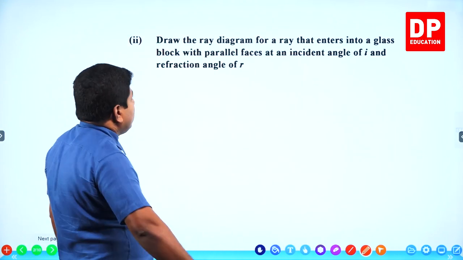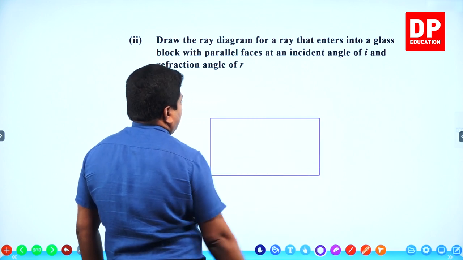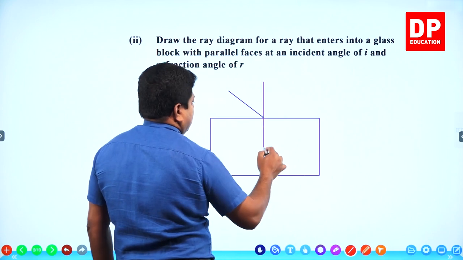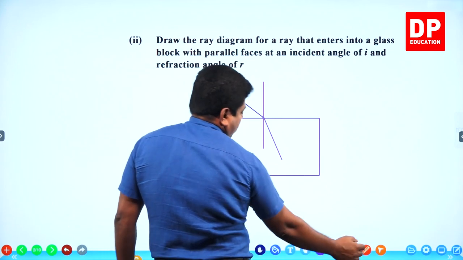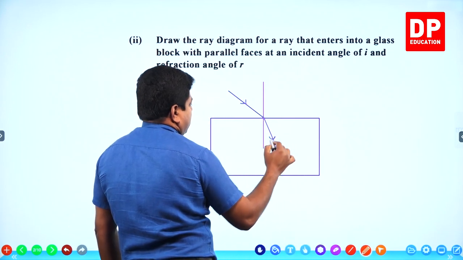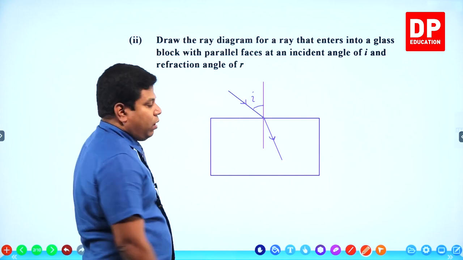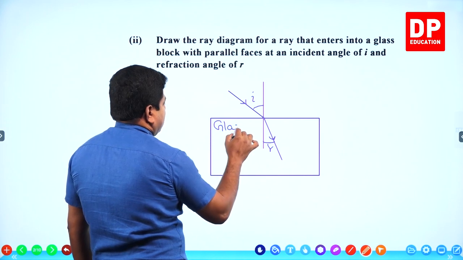Next, draw the ray diagram for a ray that enters into a glass block with parallel faces at an incident angle of I and refraction angle of R. That's very simple. Let's say this is a glass block. Incident ray. Then you draw the normal at this point. That's how the refracted ray will be. You have to put the arrows. Mark I and R. This is I. I is measured with the normal. R is also measured with the normal. Let's mark this as glass.